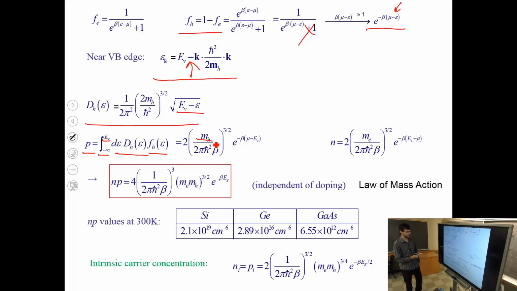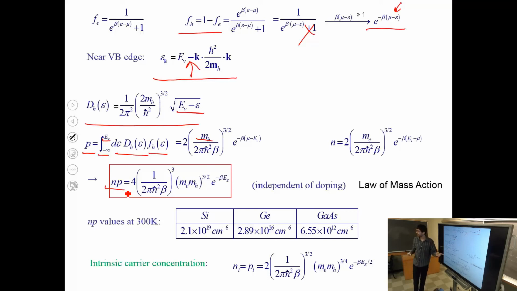Now, what we can do is take a product of n times p. So the density of electrons times the density of holes, the product works out to be this expression in the red square. What's interesting about it is that, of course, it has the mass of the electron and the mass of the hole. It has the exponential factor. So this parameter grows with temperature. The higher the temperature, the larger is n times p.